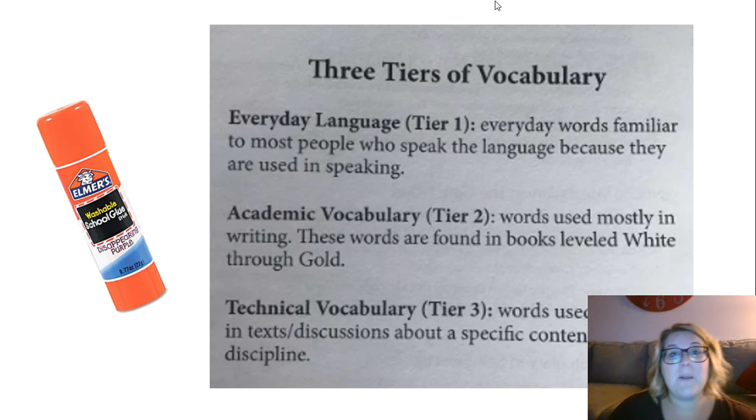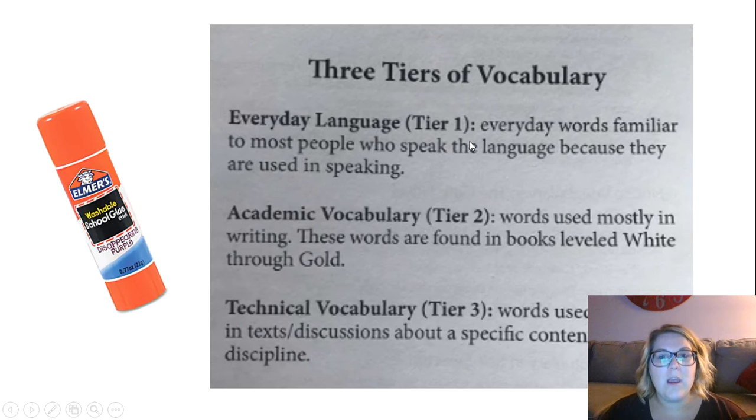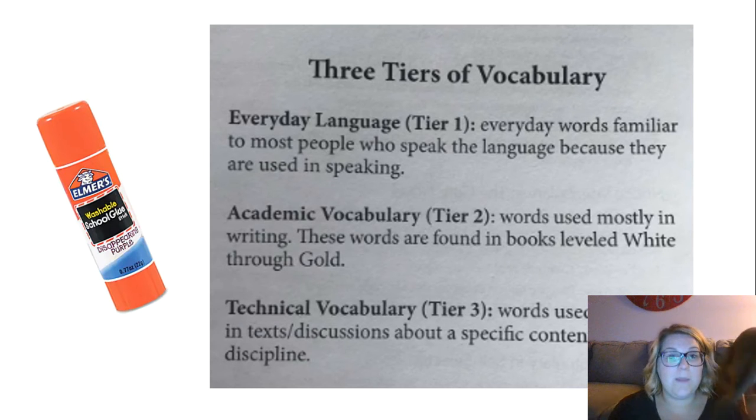So the very bottom, the green section, that was our tier 1, our everyday language. So these are everyday words that are familiar to most people who speak our language because they're used in speaking.